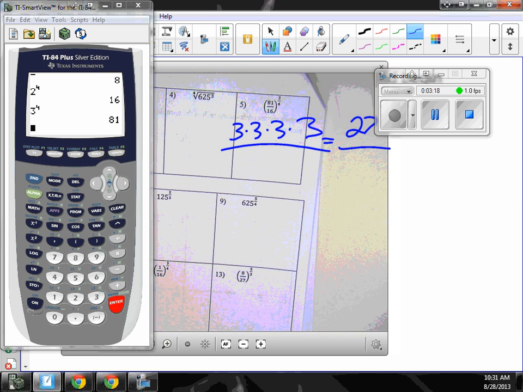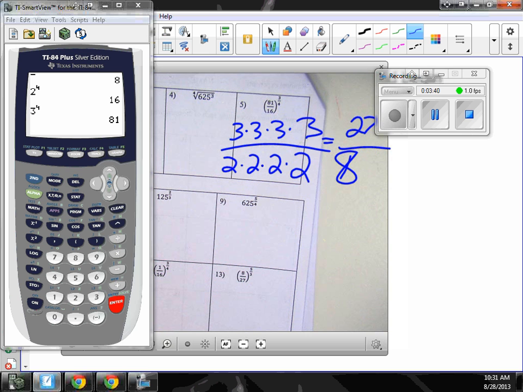Can 16 be broken down into 4 equal multiplications? Yeah, I already have it, right? Over on my calculator, I have 2 to the 4th is 16. So it's 2 times 2 times 2 times 2. How many am I going to keep? 3. So 2 times 2 times 2 is 8. So 27 over 8 would be my answer.